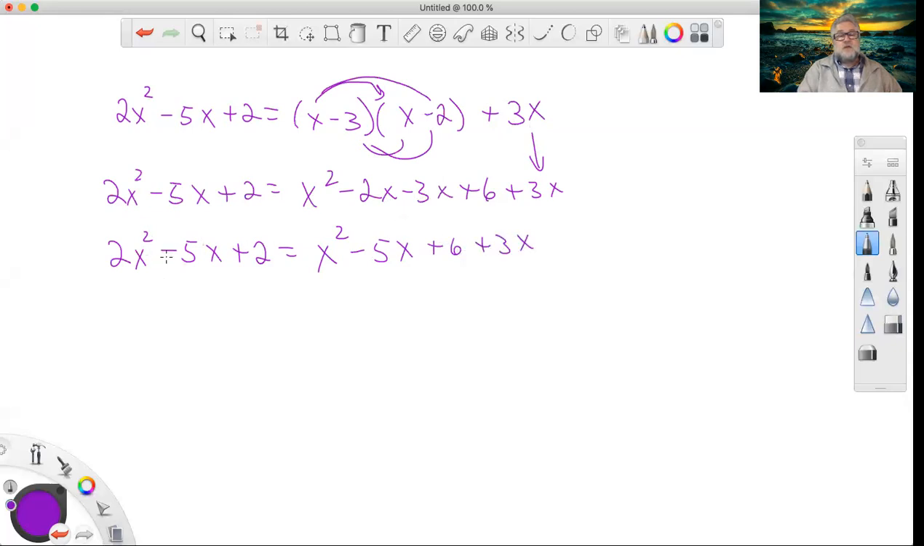Oh, so before I do anything, I see a minus 5x and a minus 5x. So I'm going to cancel those two out. And I'm going to show I'm canceling them with my little arrow thing there.